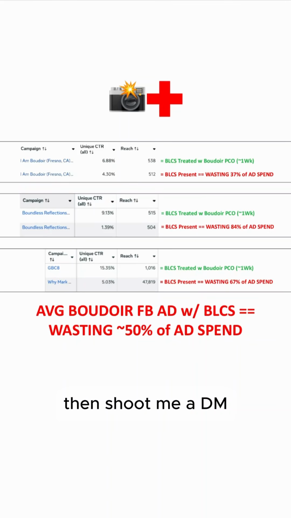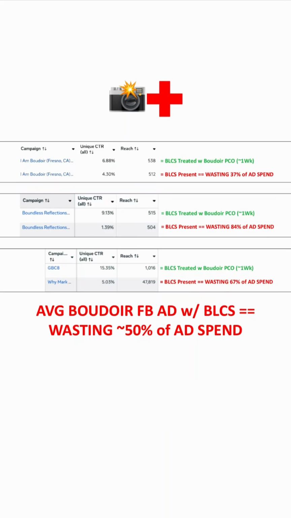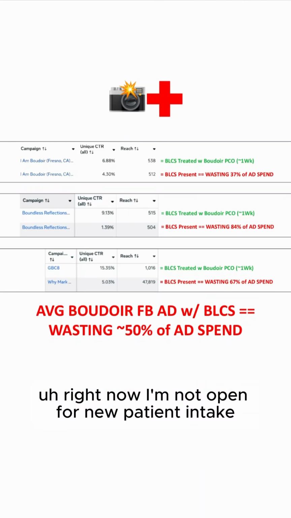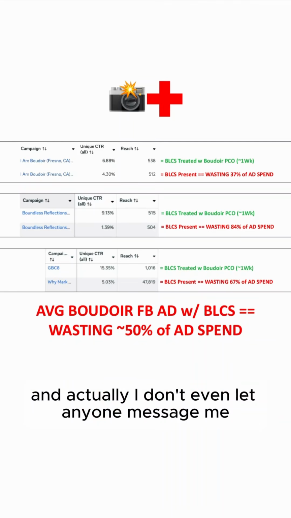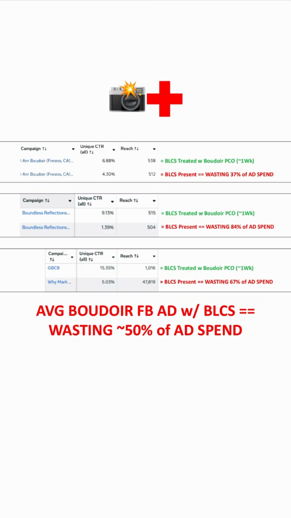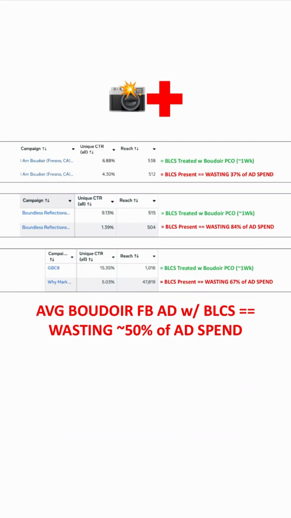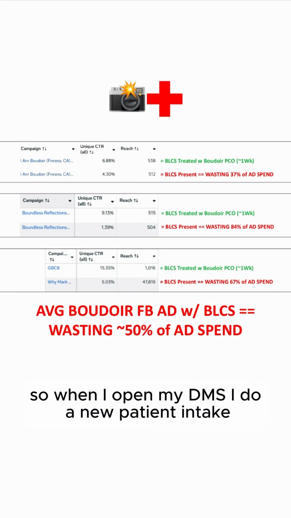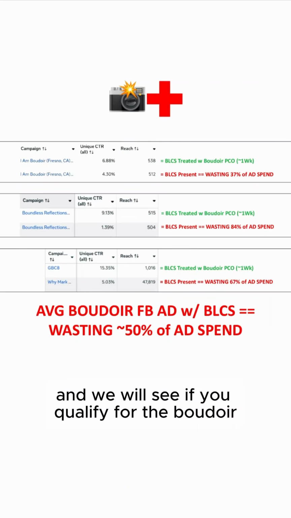Then shoot me a DM when I am open for new patient intake at my hospital. Right now I'm not open for new patient intake, so even if you message me, you're not getting in. And actually, I don't even let anyone message me, so you can't even find a way to message me anyways. So when I open my DMs, I do new patient intake. Shoot me a DM at that point, and we will see if you qualify for the Boudoir Pico treatment.